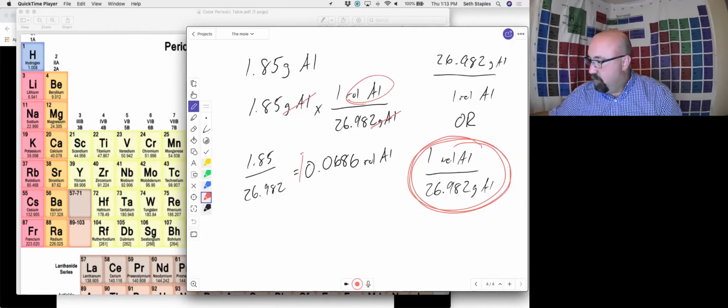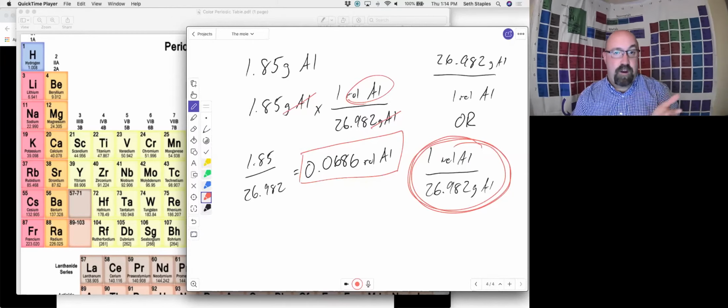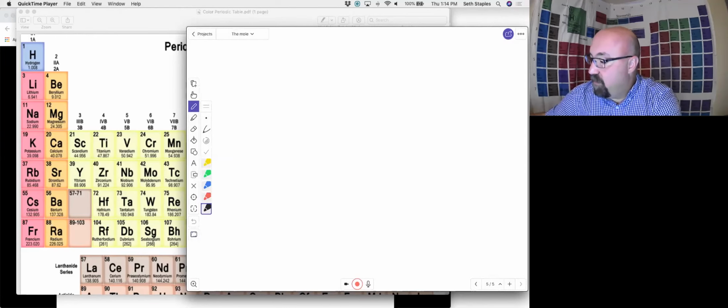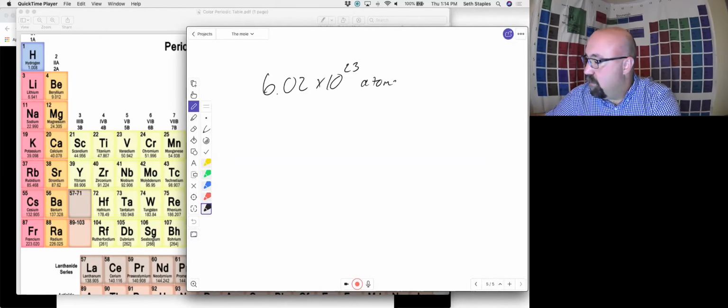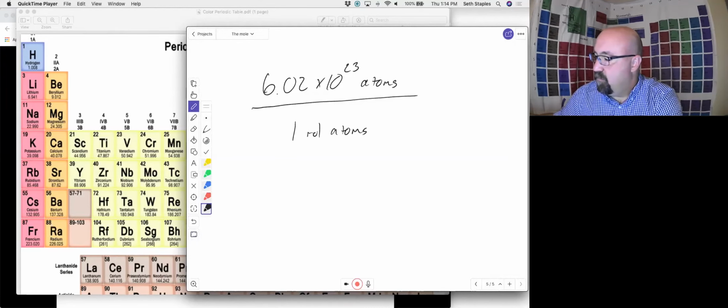moles of aluminum. Note the significant figures there as well. 3 significant figures in our initial measurement, 1.85, 3 significant figures in our answer. So we have to always be keeping those in mind. And so this is just a conversion factor to go back and forth between grams and moles of aluminum. Similarly, Avogadro's number is also just another conversion factor. It's 6.02 times 10 to the 23rd. In this case, we'll say we're working with atoms per 1 mole of atoms. And so we could write that either way.